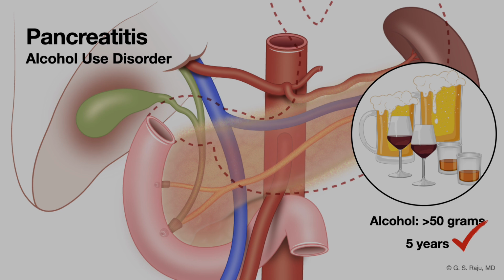Otherwise, if somebody has pancreatitis and you take a history and they say, hey, I drink some beer, maybe on the weekends 2 or 3 glasses of wine or whatever, you should not say that's pancreatitis related to alcohol, because you may miss another correctable factor if you assign the diagnosis to alcohol use.